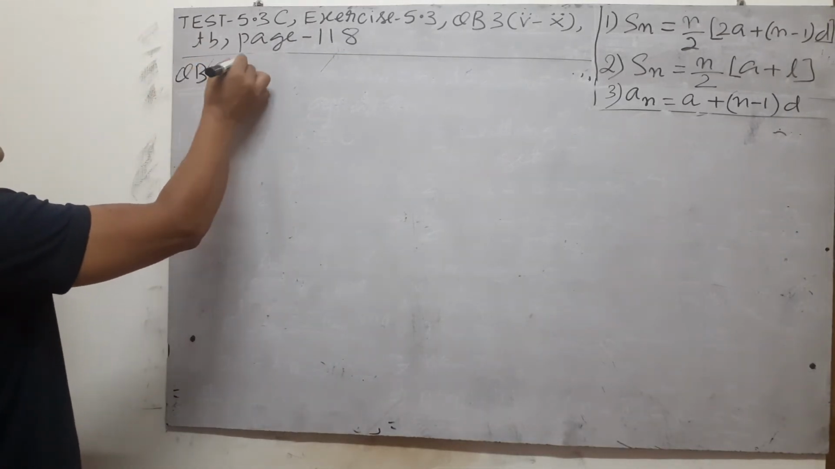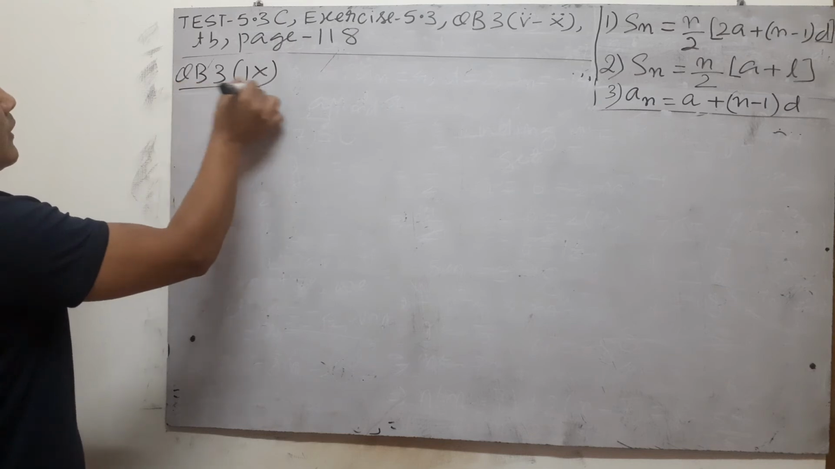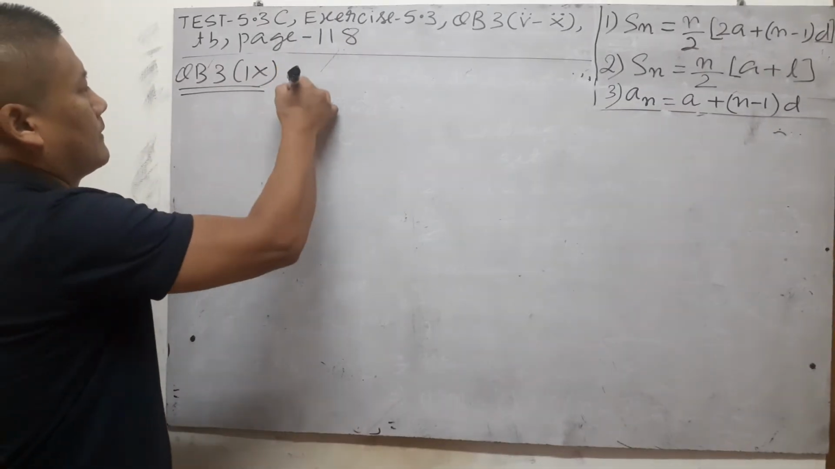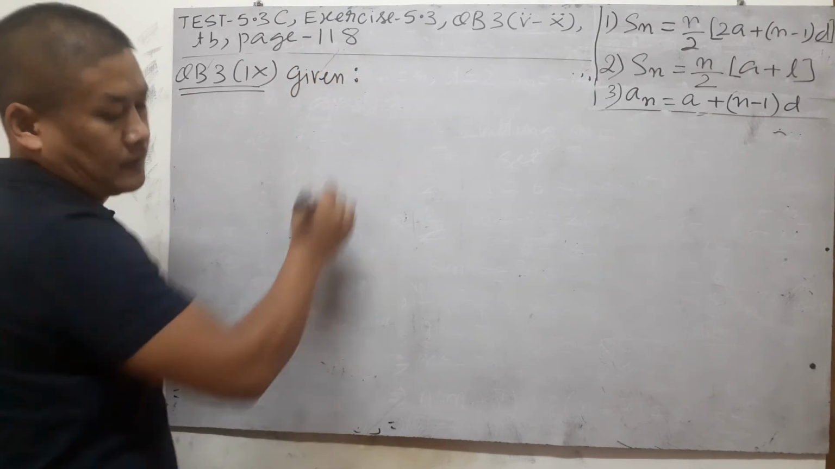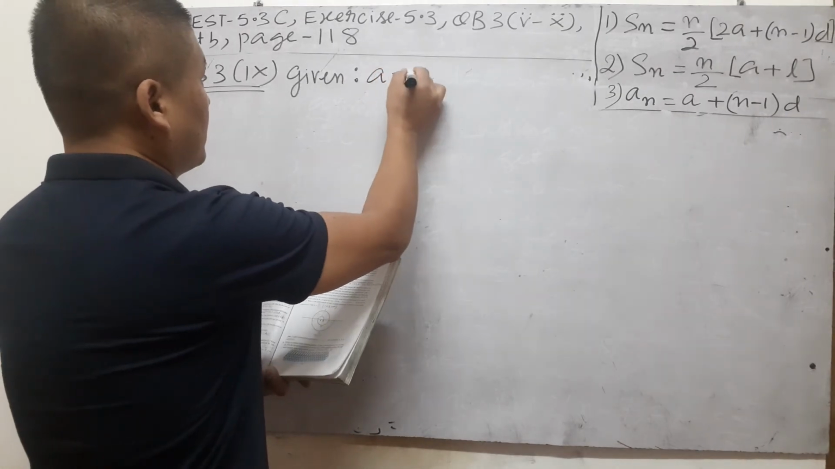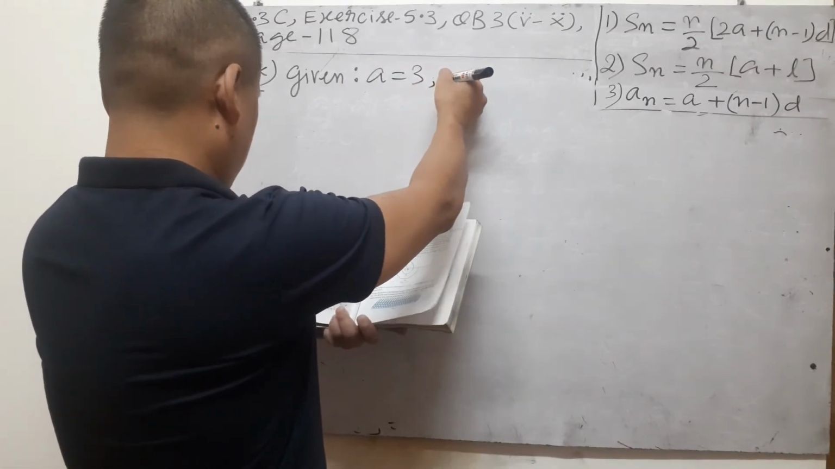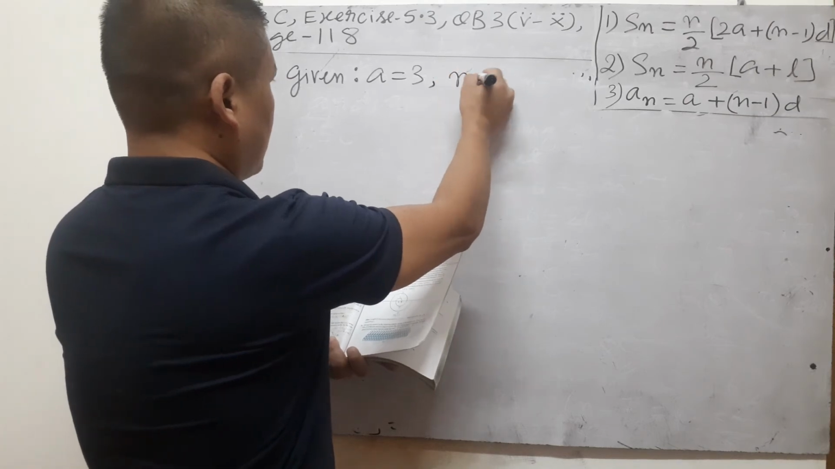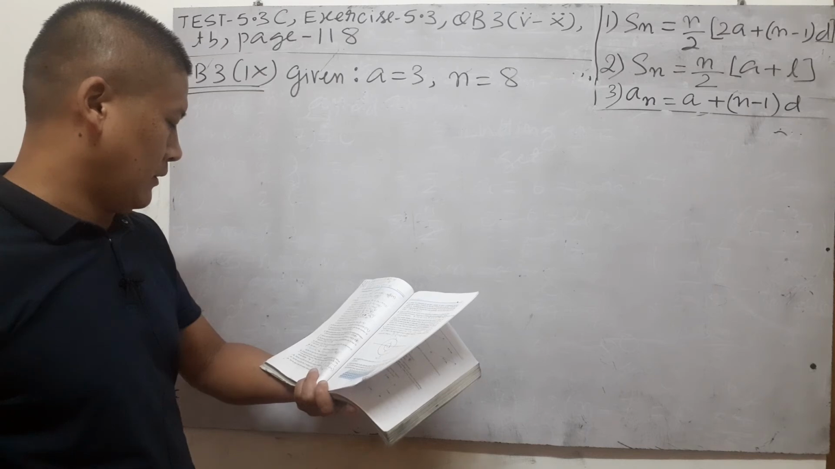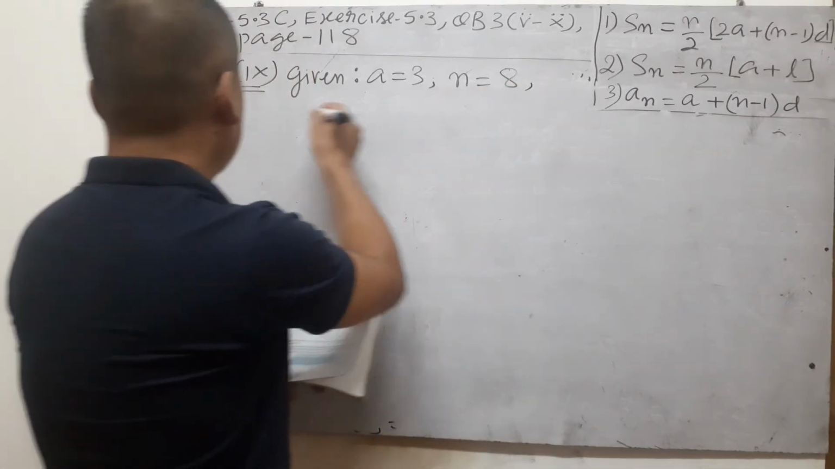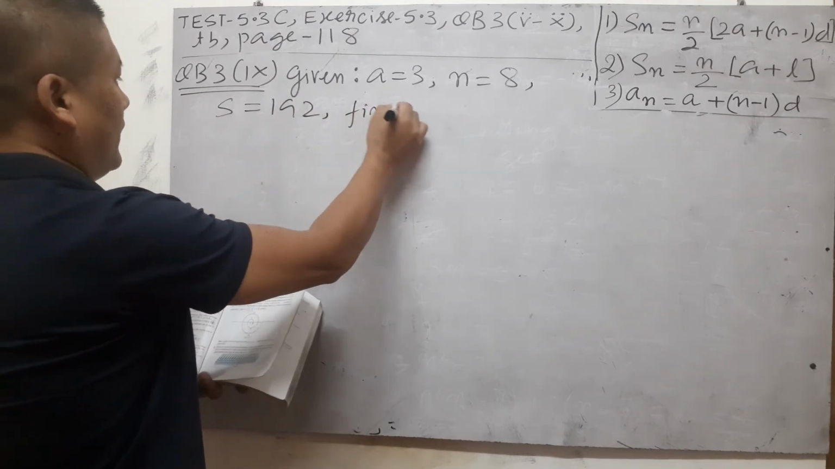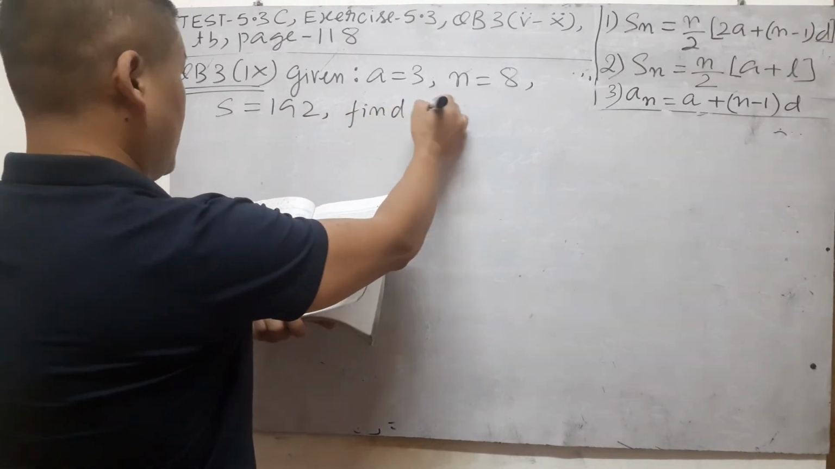Question B3, subheading 9. Let me check. Given to us is a equal to 3, n equal to 8. Then the sum of the terms S equals 192. You have to find only d.